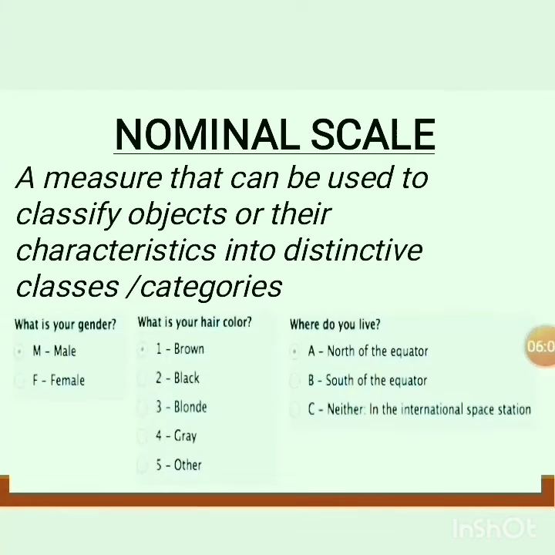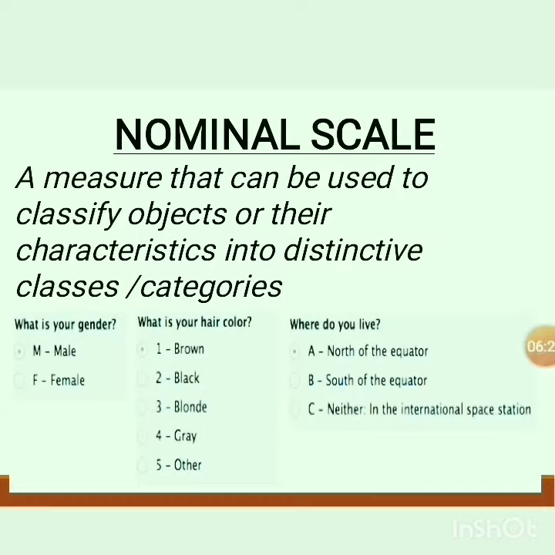So first of all, we will take nominal data. Nominal data or nominal scale is a measure that can be used to classify objects or their characteristics into distinct classes. For example, we have these three nominal scales. Number one is asking for gender, whereby two categories have to be marked by the representatives.